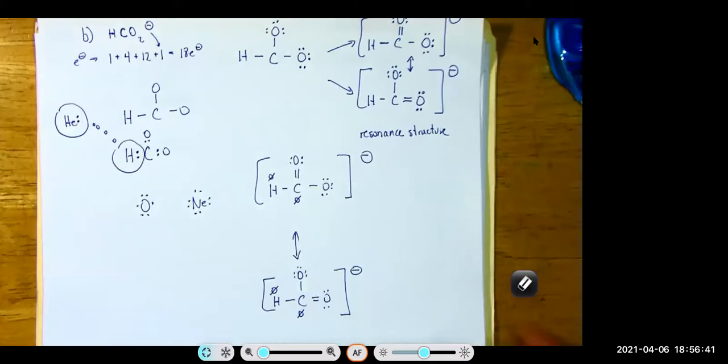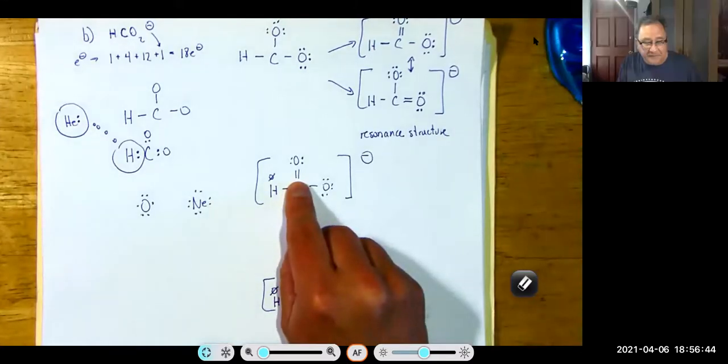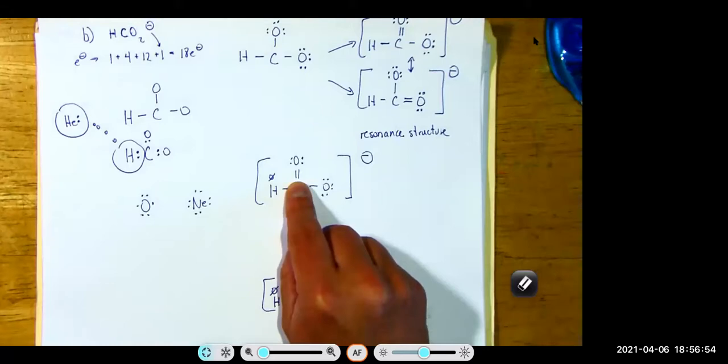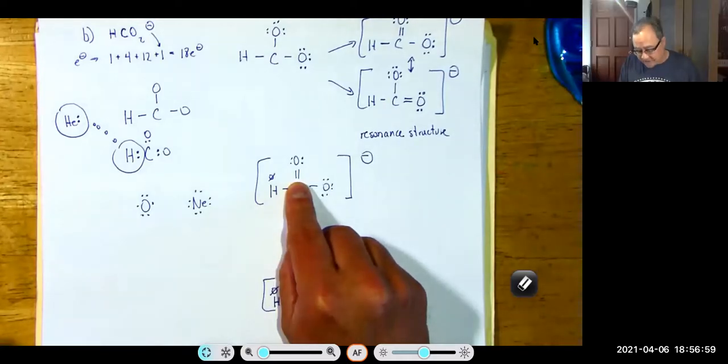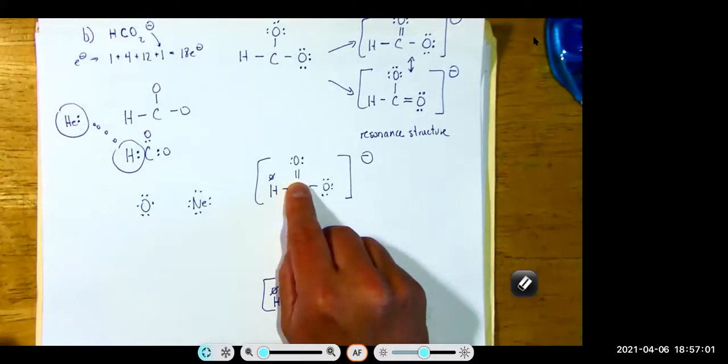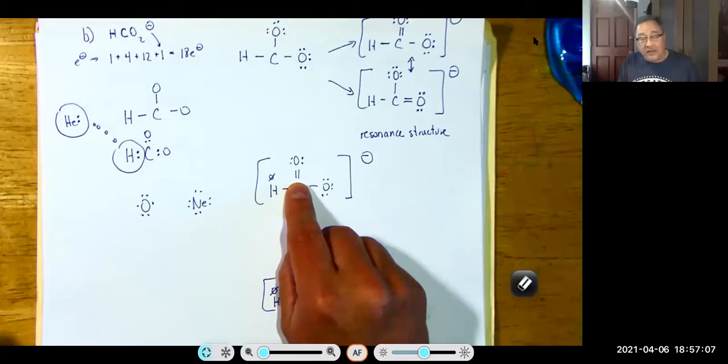Let's look at this oxygen above my finger. Based on the periodic table, how many electrons should it have to be neutral? 6. How many do we formally assign to this oxygen? It has 1, 2, 3, 4, 5, 6. Okay, so it should have 6, and we formally assign 6. So what's its formal charge?